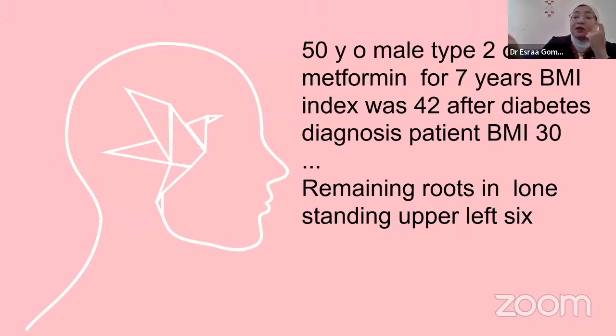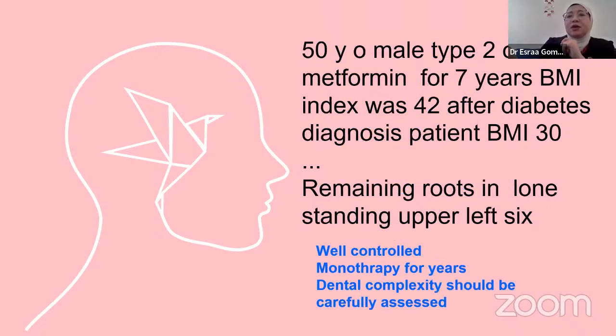Another example for dealing with a different type of diabetic patient: a 50-year-old male with type 2 diabetes, treated with metformin for 7 years. His body mass index was 42, then with anti-diabetic medication it went down to 30. So he's well controlled, with remaining roots of a long-standing upper left 6. The patient is taking monotherapy for years. So this is a typical controlled condition, suggesting you don't need to refer.